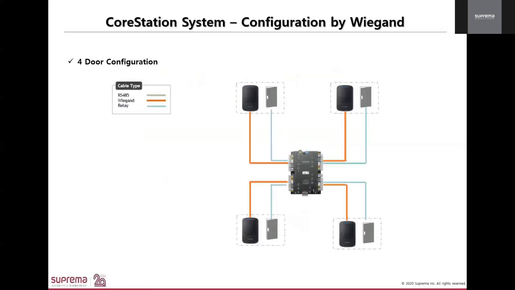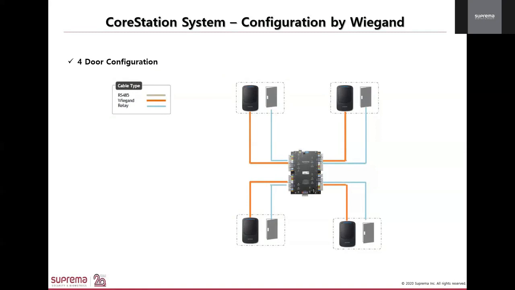All right, so what we just displayed there was how you connect devices via RS-485. Just to show you the flexibility of the CoreStation, now let's look into how to connect via Wiegand connection. So here you have a 4-door controller for the CoreStation, which has 4 Wiegand connections.